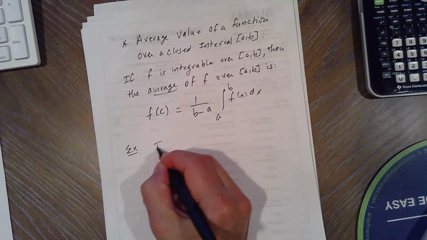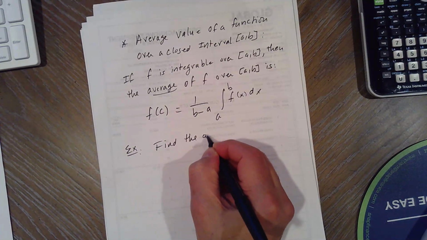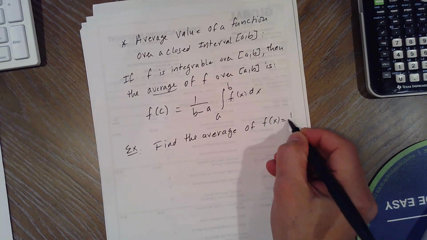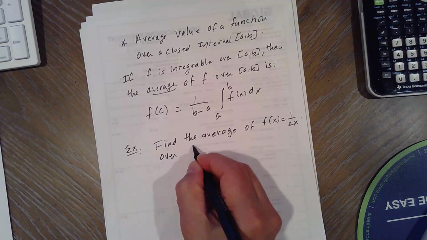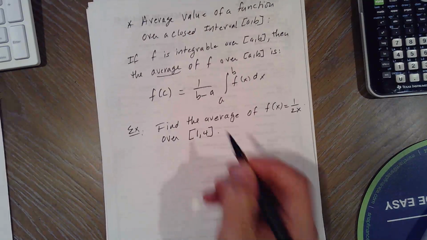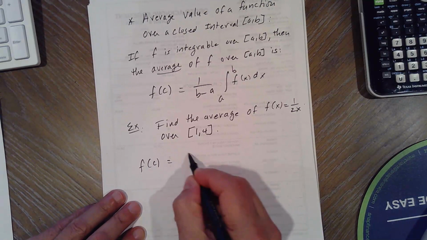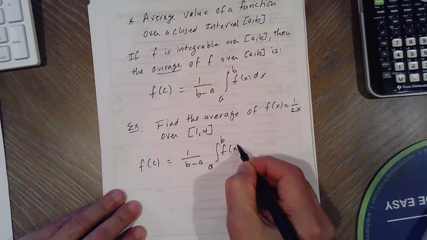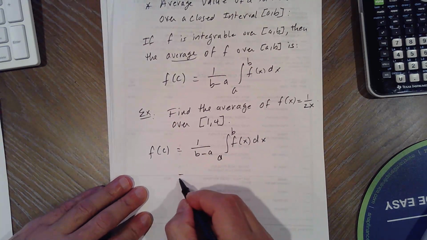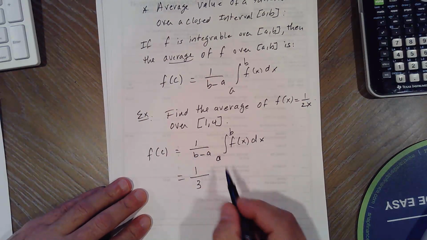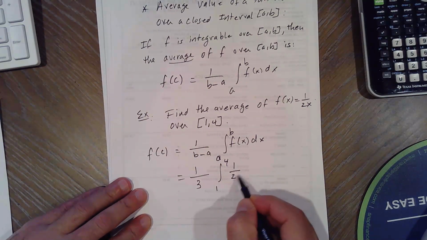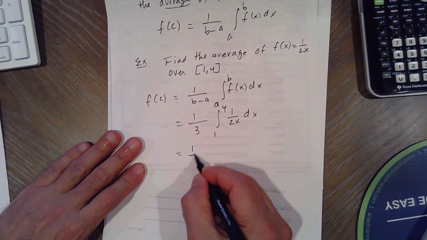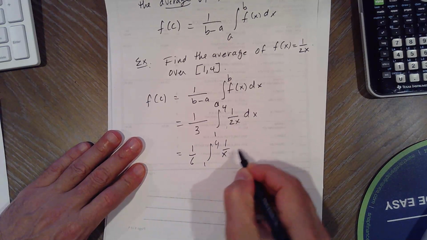So if I say on this, find the average of f of x equals 1 over 2x over the interval between 1 and 4, then you would say f of c is 1 over b minus a integral from a to b f of x dx. So 1 over 3, 4 minus 1 is 3, from 1 to 4, 1 over 2x dx. So it's 1/3 times 1/2 is 1 over 6. I pulled the 1/2 out.